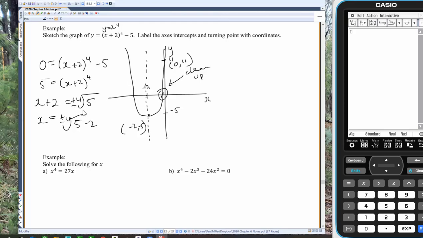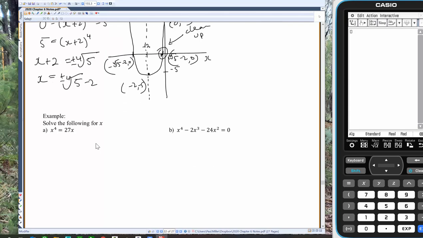Right, so which one's which? Well, negative fourth root of 5 take 2 will be this one. So we can label that negative fourth root of 5 take 2, 0. And this one here will be the larger of the 2, which is the fourth root of 5 take 2, 0. That's that one there. All right, so there's a quartic in turning point form. All right, let's have a look at some others.